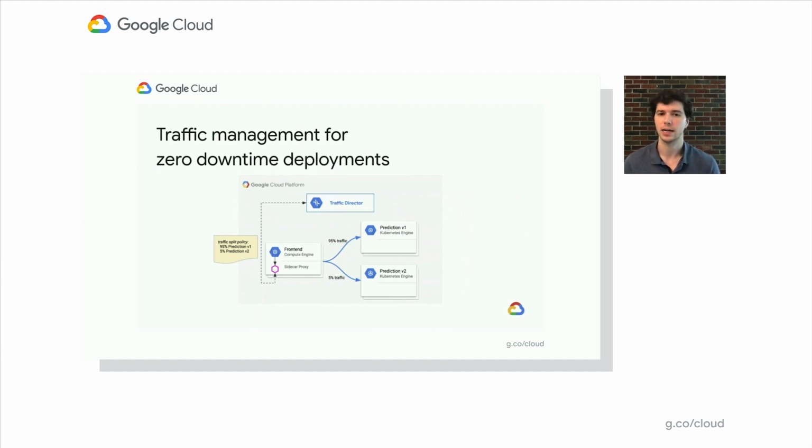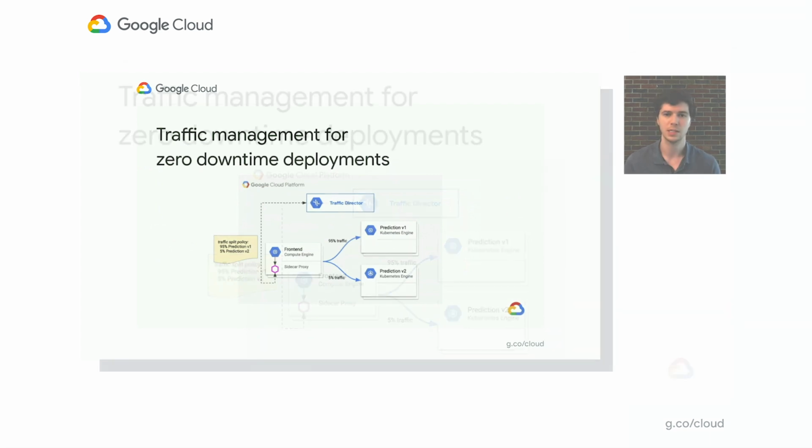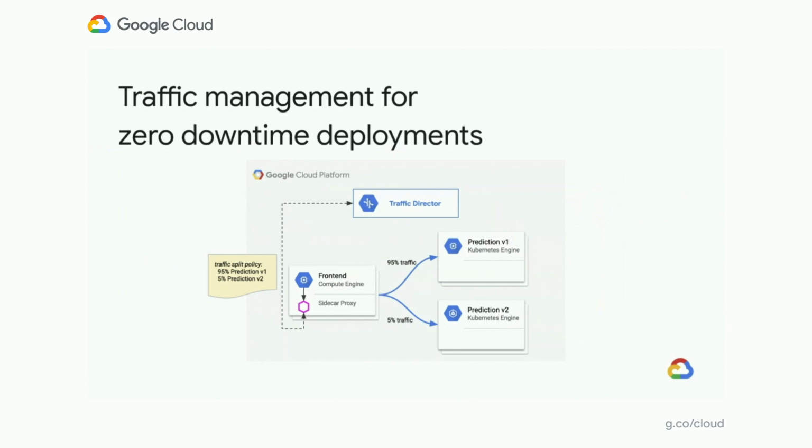It also unlocks all kinds of really interesting DevOps patterns like blue-green deployments and canary deployments. These are the types of things that organizations are doing these days, and you can use Traffic Director to deliver those types of use cases.